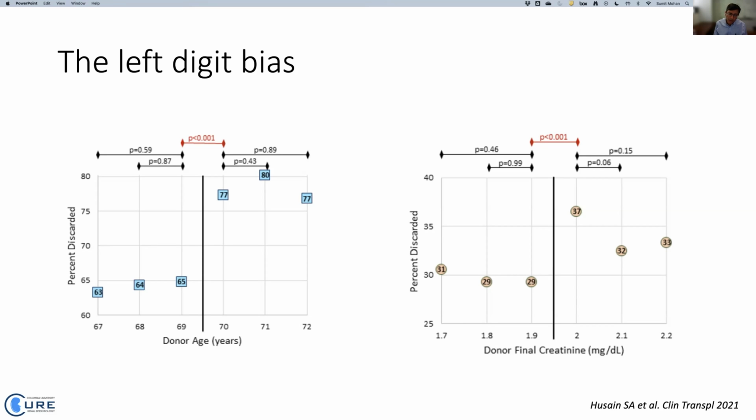Yet when you look at the discard rate, organs that come from donors age 69 versus 70, you see this massive jump up, one that is irrational and unexplained, because of what we call the left digit bias, because the leftmost digit now has switched from 69 to 70, right? This idea of going from $9.99 to $10 has this large psychological impact on whether you are willing or not willing to do things. Even when you look at serum creatinine, you go from 1.9 to 2, minuscule, imperceptible difference in organ quality, and this dramatic increase in discard rate. So we have to recognize that there are often subconscious biases that influence the choices we make.